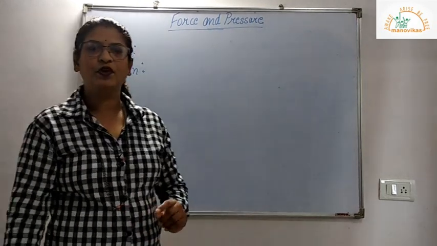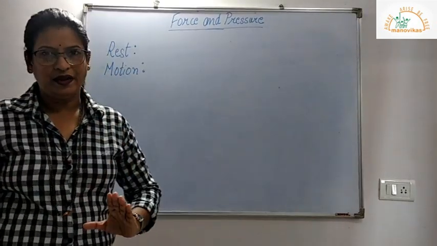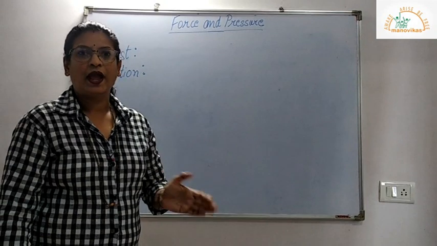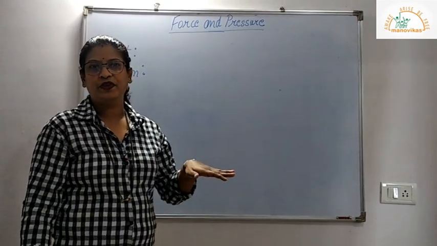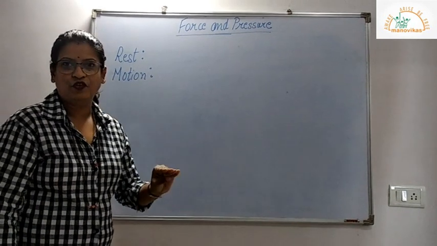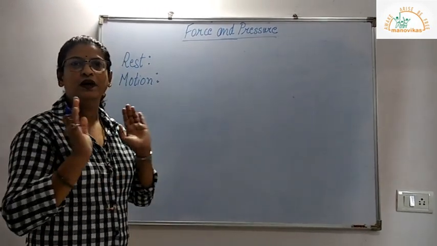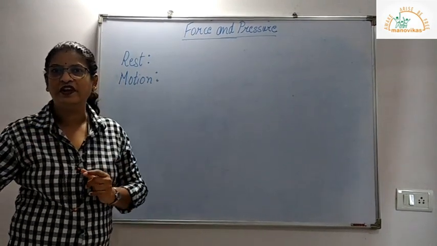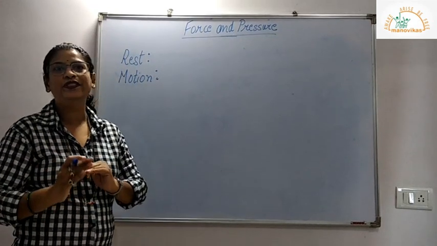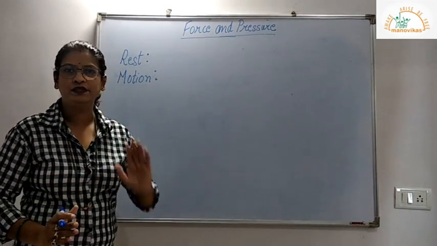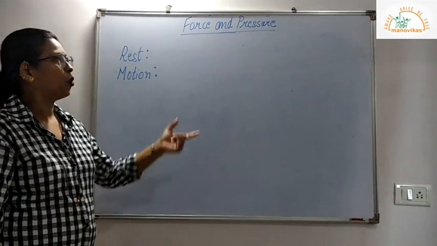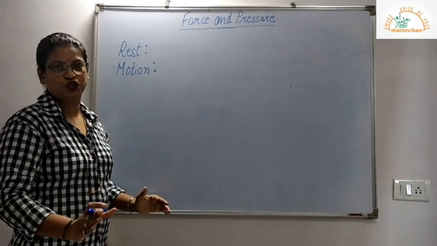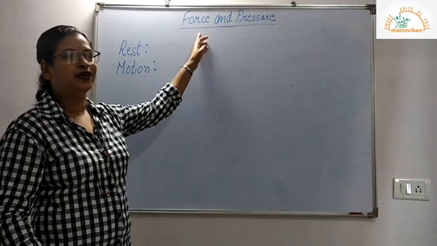Now, we take an example of a railway track on which there is a moving train, a platform and a bench on the platform. The bench on the platform is at rest with the surrounding, and the train which is moving on the railway track is in motion with respect to the immediate surrounding. So this example explains when a body is said to be at rest and when a body is said to be in motion. Now moving on to what is force.